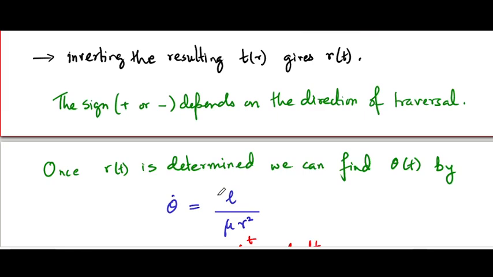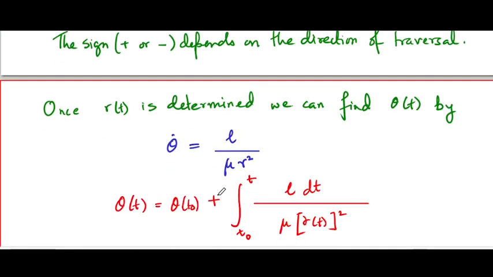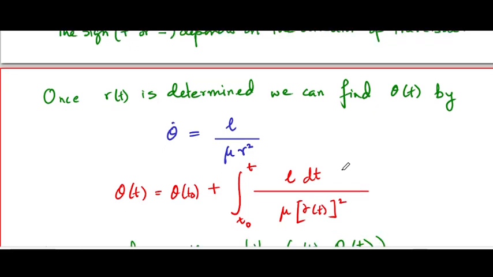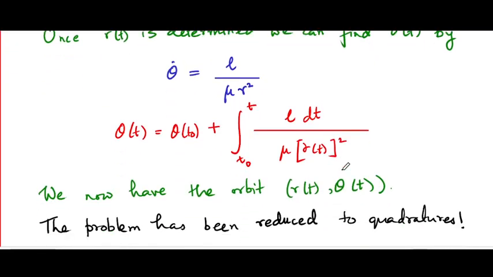Notice that theta dot is given by L over mu r squared. So if you know r of t, you actually know theta dot as a function of t, and therefore all you need to do is integrate this with respect to time from t0 to t to get theta of t equals theta at t0 plus this integral. So once again, the problem of evaluating theta has now become a problem of evaluation of an integral. So the entire problem has been reduced to quadratures.